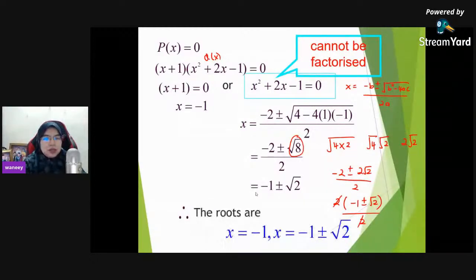So that means the roots are x equal to -1, and another one is x equal to -1 plus minus square root of 2. Okay, so this one will give you two values actually, -1 plus root 2, and another one is -1 minus root 2. Okay, so I'm done with example 3. So let us proceed with example 4.